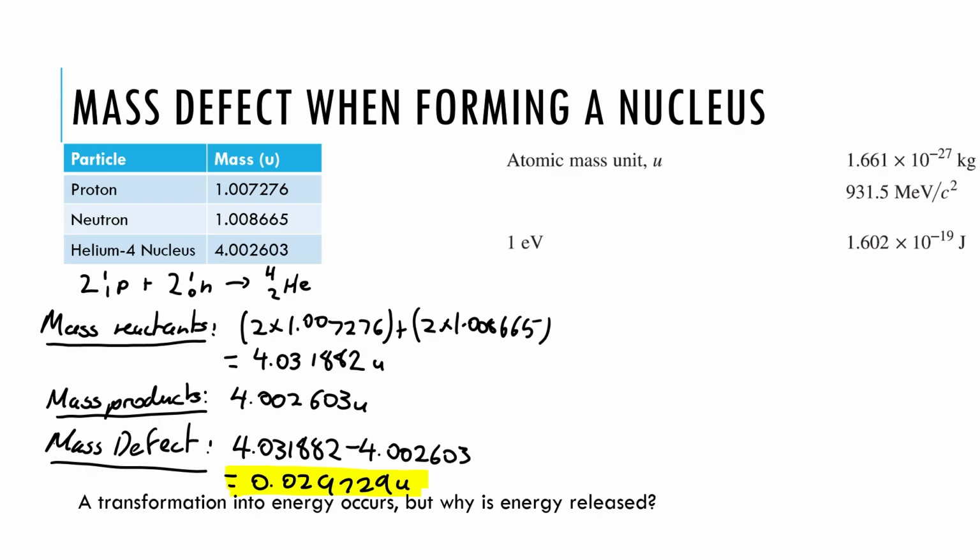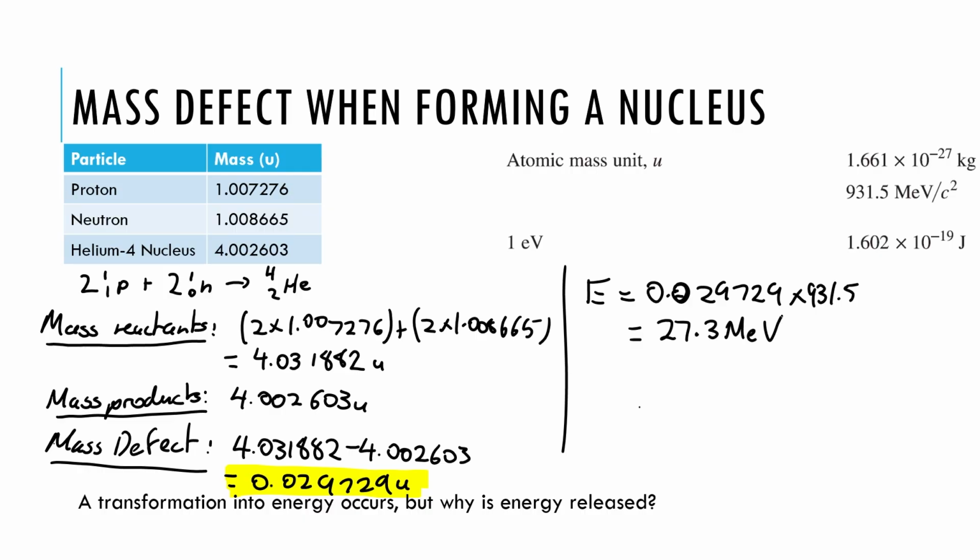0.029729 atomic mass units worth of mass just by combining free protons and neutrons to form the nucleus. As talked about earlier, we can assume that this lost mass is being converted into energy. And so by converting between a mass and an energy value, we find that the energy that's being released is 27.3 mega electron volts. Where I want to go from here is starting to unpack why this energy is released in the first place, as this is a concept that we are yet to discuss.